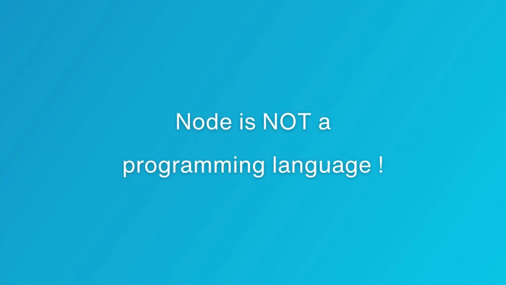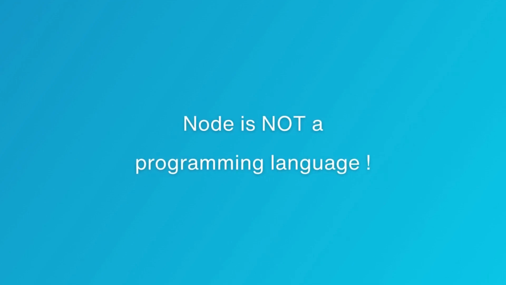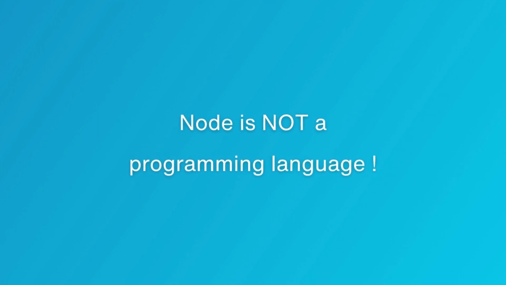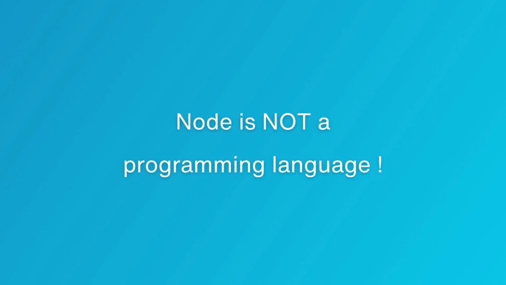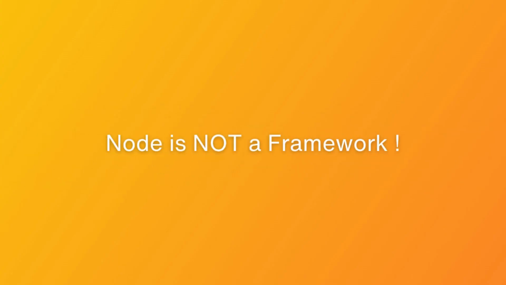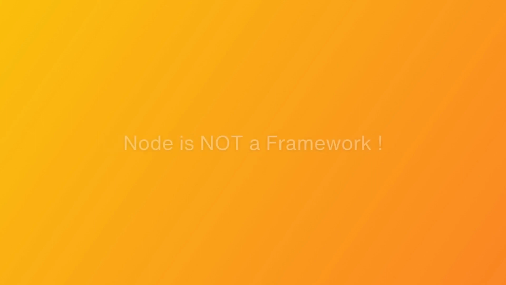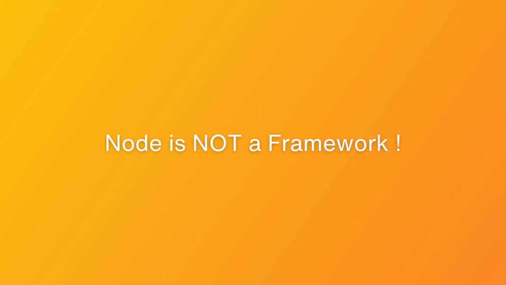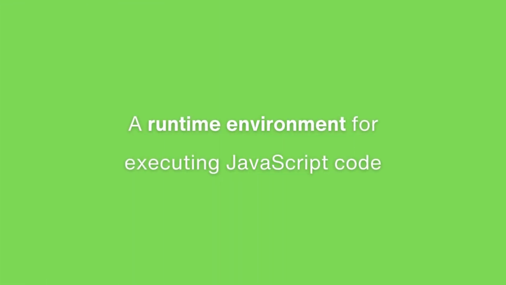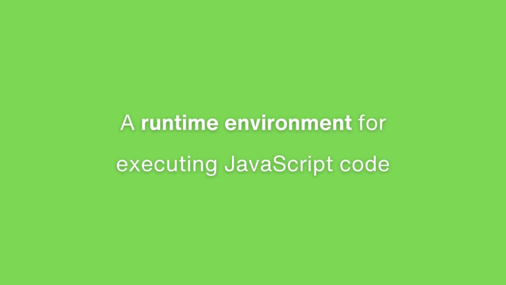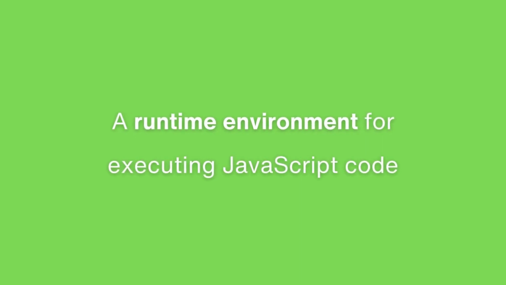Now I have seen people comparing Node to C# or Ruby or some other programming languages. But these comparisons are fundamentally wrong, because Node is not a programming language. It's like comparing a car with an apple. By the same token, Node should not be compared with frameworks such as ASP.NET or Rails or Django and so on. These are frameworks for building web applications. Node is not a framework, it's a runtime environment for executing JavaScript code. Next, we are going to take a look at how Node works.